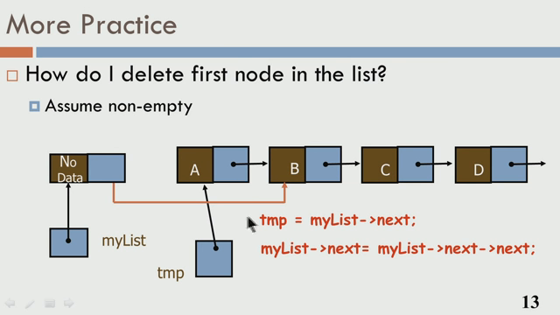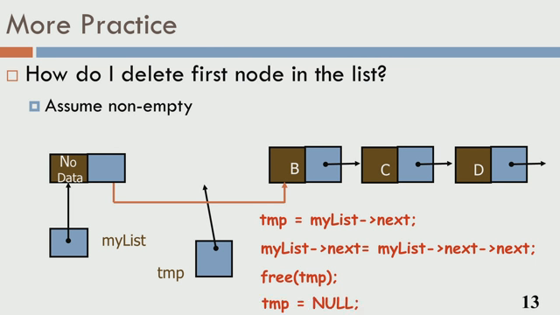A is not in the list, right? However, A is still in memory, and you want to remove it. You free temp, which means A is gone, right? I talked about this in the dynamic memory allocation class. So A is gone. However, temp is still pointing to something which is not valid anymore, so it's not a valid memory location.